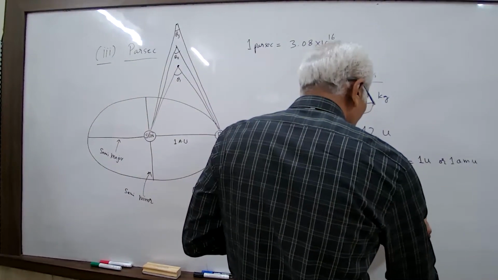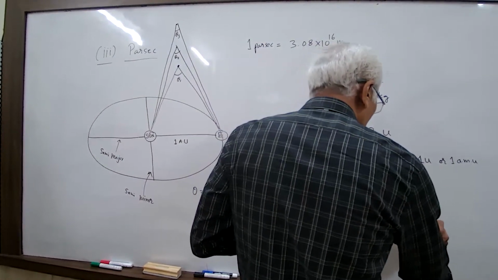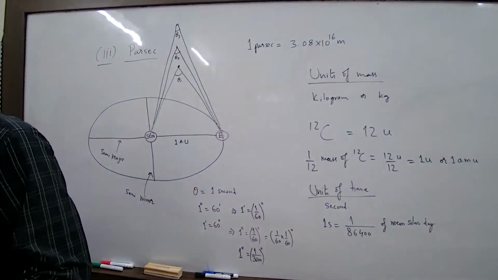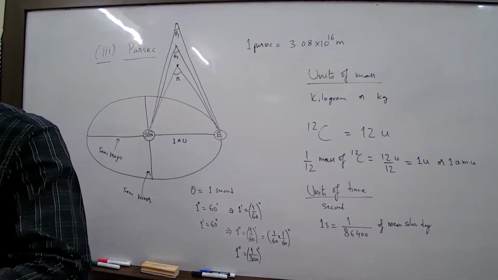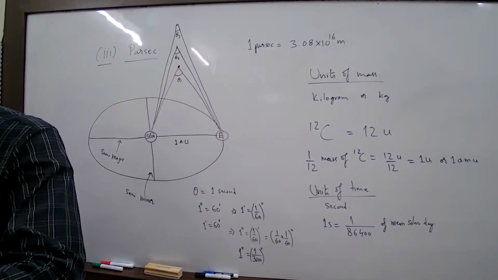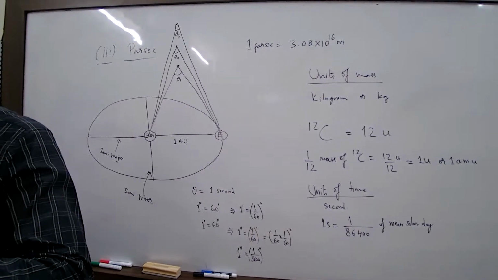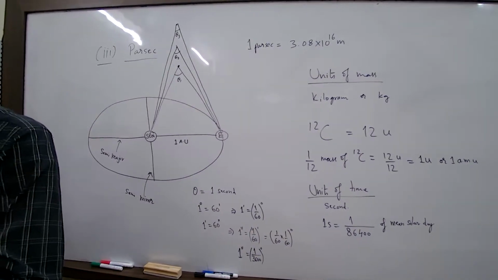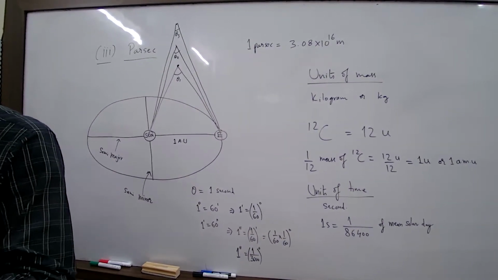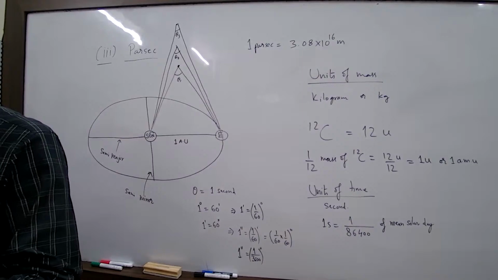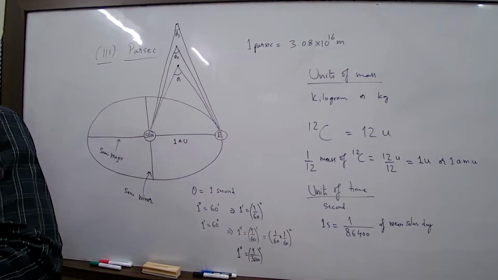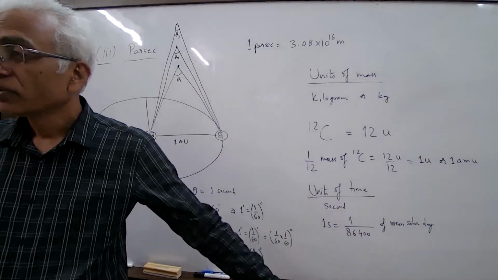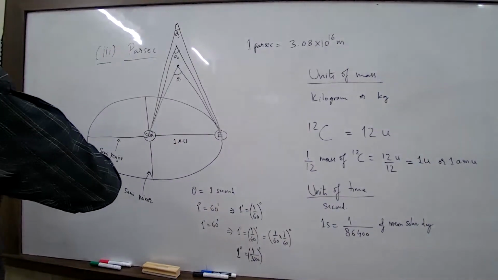What is the mean solar day now? The time from one sunrise to another sunrise throughout the year is not the same. In summer it is different, in winter it is different. That's why you have taken the mean of the entire year between two sunrises. Sometimes it is more, sometimes it is less. So this is mean solar time, right? So this is the old definition of second.